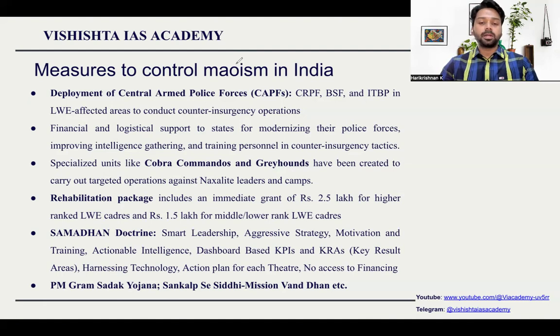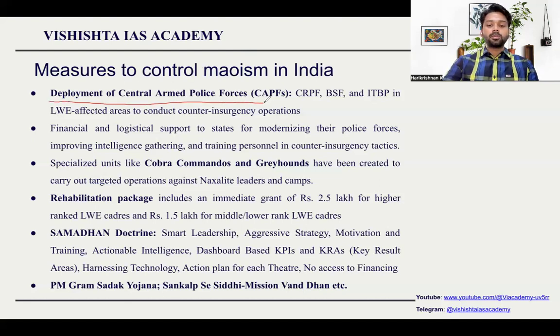Because there is a high amount of tribal people, tribals are subjected to exploitation, they are completely alienated from the mass. So it is very easy to manipulate them. It is very easy to make sure they can turn against the state by some external or internal factors. So that's the story. But what measures has India taken?